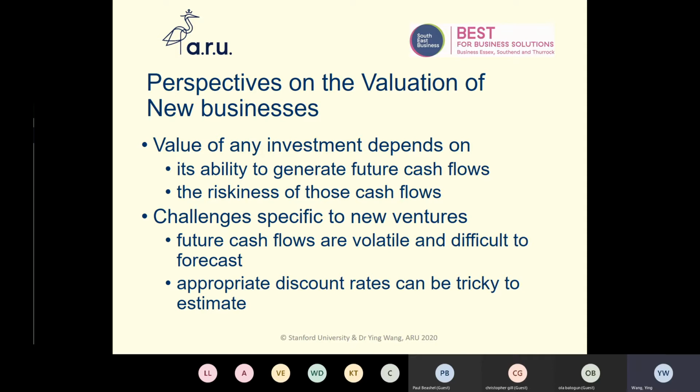First of all, the value of any business or investment product depends on its ability to generate future cash flow and the riskiness of those cash flows. For the riskiness of those cash flows, in the valuation process, we use a discount factor. The future cash flows, that's the forecast, right? You focus on your future cash flow.